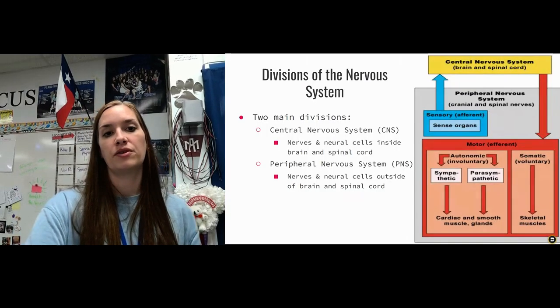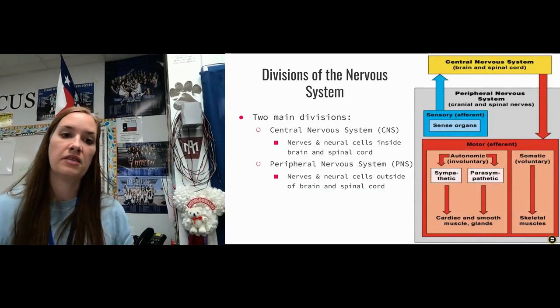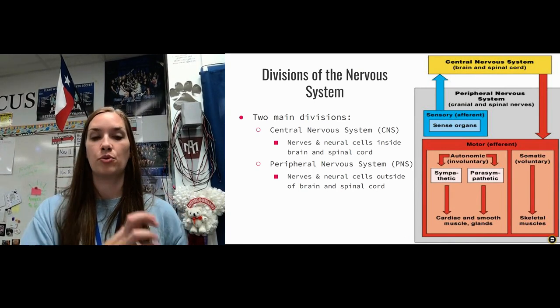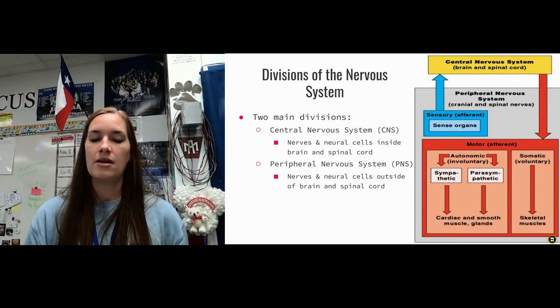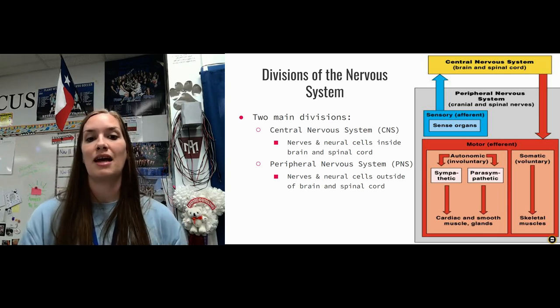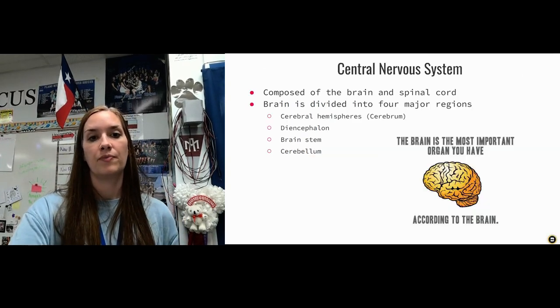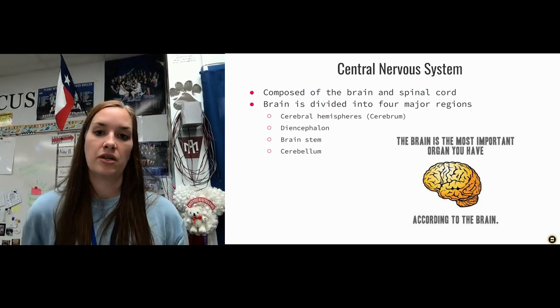Nervous system and peripheral nervous system. So, like we've said already, the central nervous system is your brain and spinal cord, any nerves that are going to be within that. And then the peripheral nervous system is anything outside of the brain and spinal cord. So, the central nervous system, we're going to talk about first.